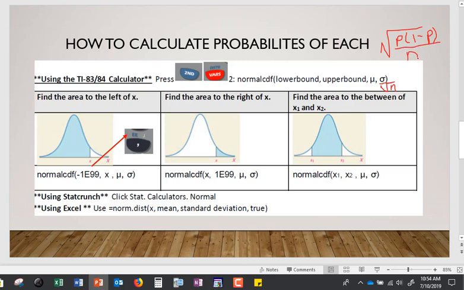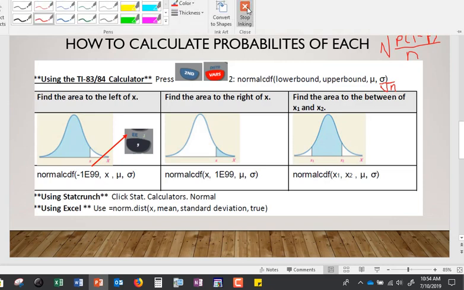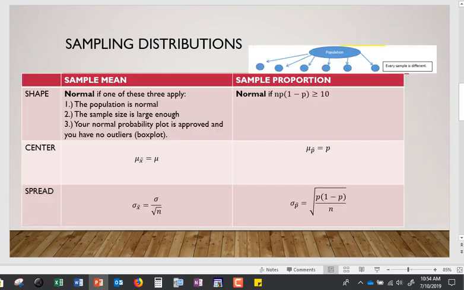That's the only difference between normal distributions calculating the probability and then sampling distributions when you've said that your distribution is approximately normal. The only thing that you change is your standard deviation. You're going to now enter in the standard errors that you have instead of just the regular standard deviation. For proportion problems, you're going to enter P for your mean.